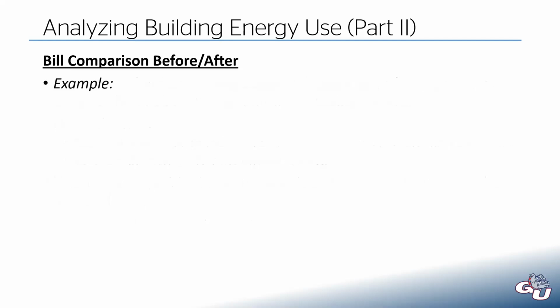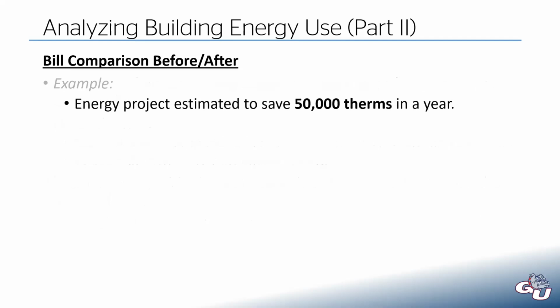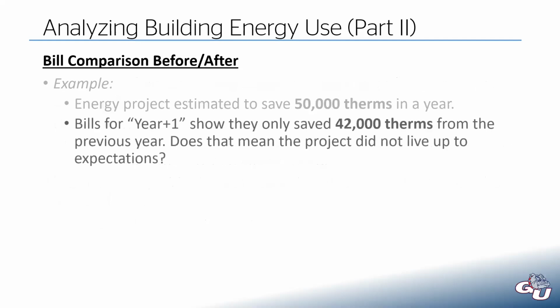As an example, let's say you have an energy project estimated to save 50,000 therms in a year. And then you look at the bills for the following year, that year plus 1 period, and they show that they only saved 42,000 therms compared to the previous year. Does that mean the project didn't live up to expectations? Well, we don't have all the information necessary here.